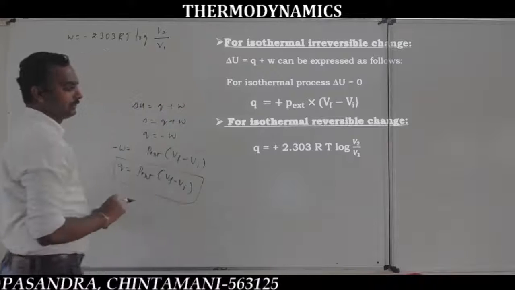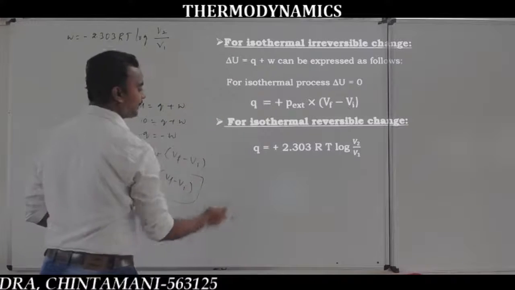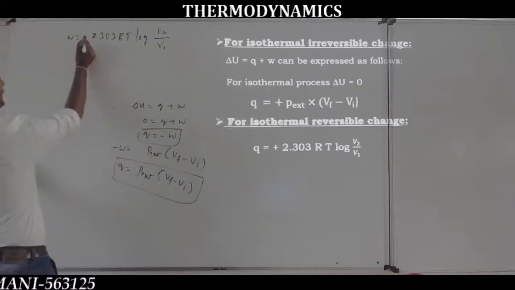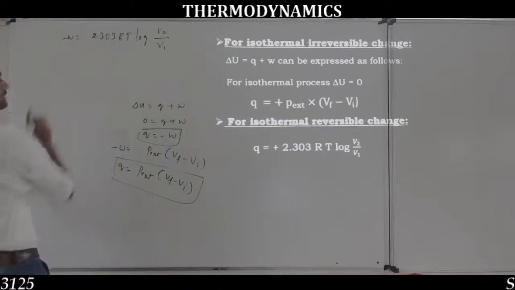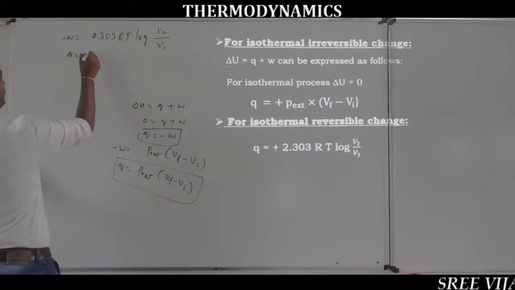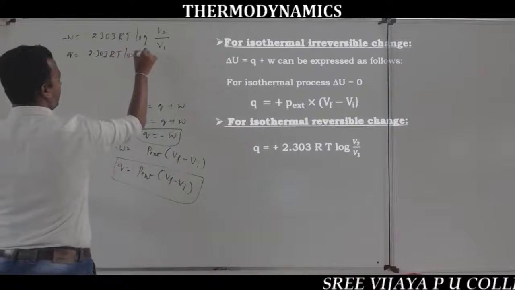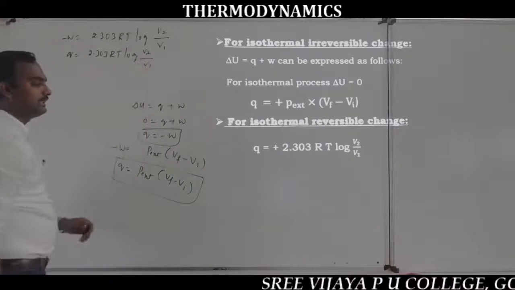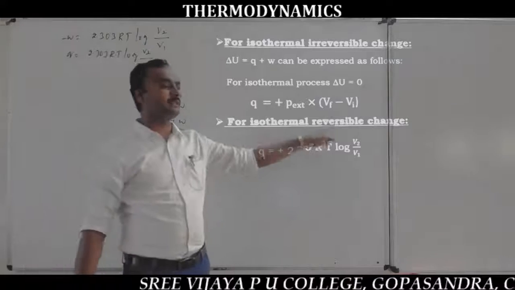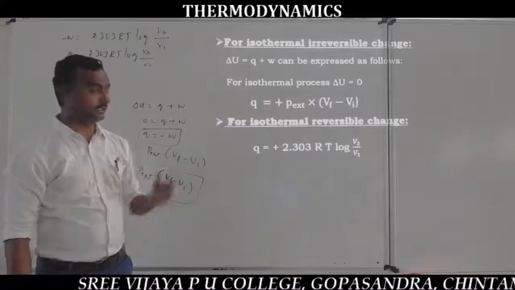Now we need Q. When we say isothermal, delta U is equal to 0. So Q is equal to minus W. Taking the minus sign across, it becomes minus W. So that's why it is taken as Q is equal to 2.303 RT log of V2 by V1. So this is the expression of heat for isothermal reversible expansion of an ideal gas, that's a reversible change.